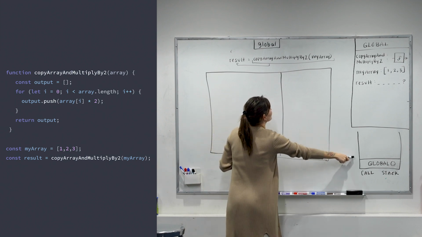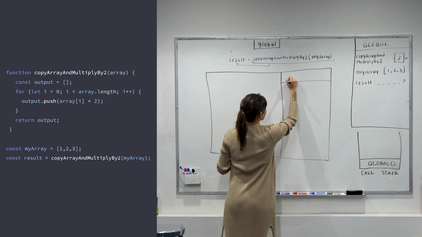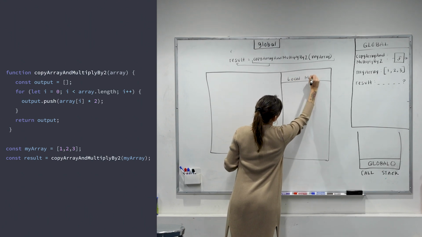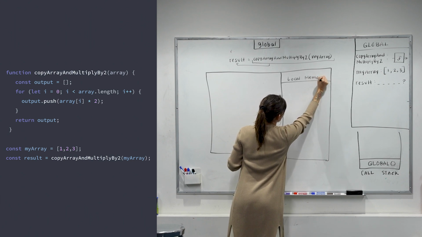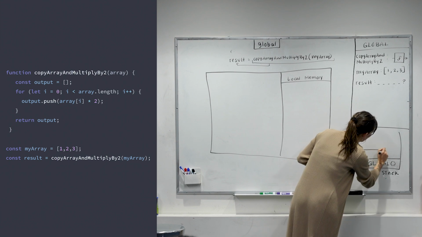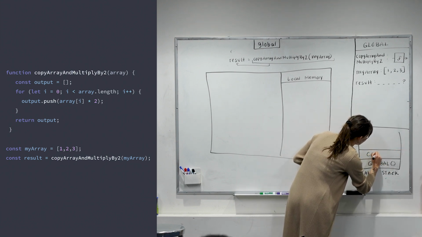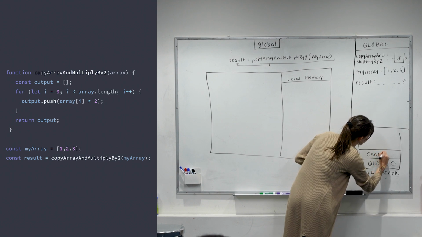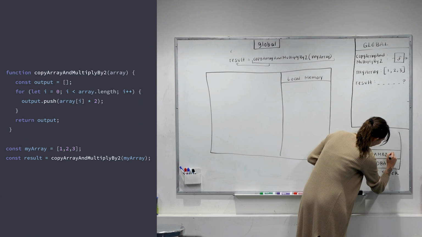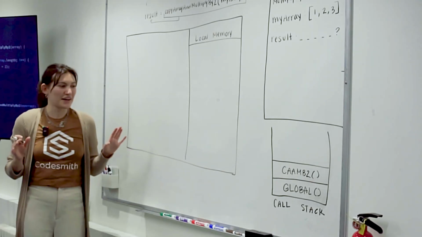Has to do with this. Oh, and then we have to push copy array and multiply by 2 onto the call stack. Super. Absolutely. And y'all, I'm not going to write out copy array and multiply by 2. I'm going to abbreviate it. We just don't have enough time. No, we wouldn't be able to read it. OK, cool, cool, cool. All right.